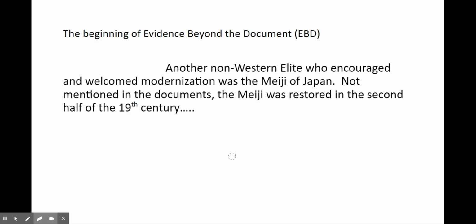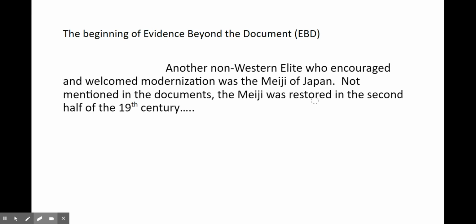I'm adding this on to the end of this paragraph. If you wanted to start another paragraph, again, not a bad idea. I'm just sticking it right on there. Another non-Western elite to encourage and welcome modernization was the Meiji of Japan. Notice I didn't say Japan. Japan is kind of the nation. It's the place. The Meiji is the elite. He is the elite. And that's what the question's about. Not mentioned in the documents.